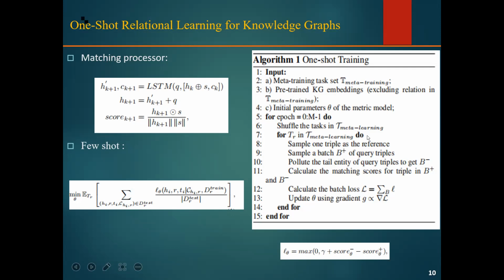The matching model can then be used and tested by ranking the candidates, given the test query and the labeled triple in the training dataset, which contains just one example. And we use a ranking loss function, where theta here represents the parameters of the matching model.